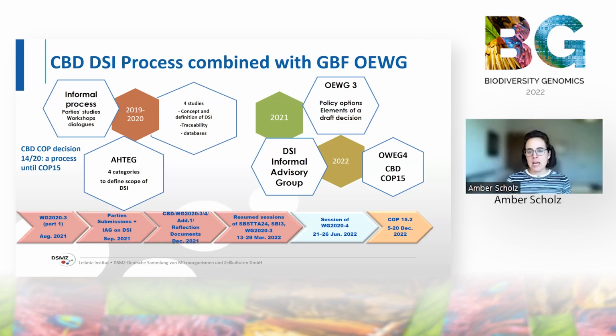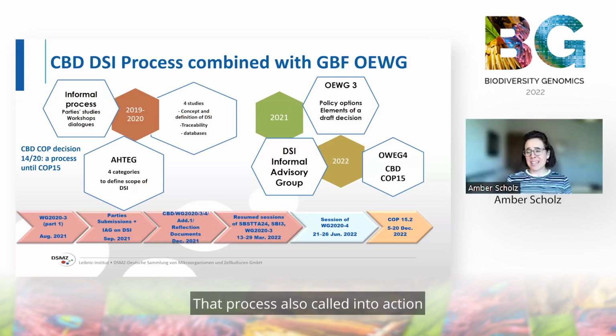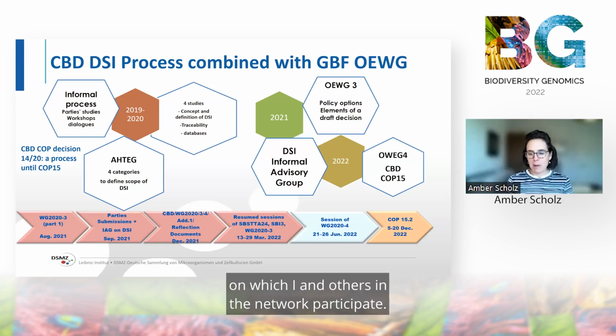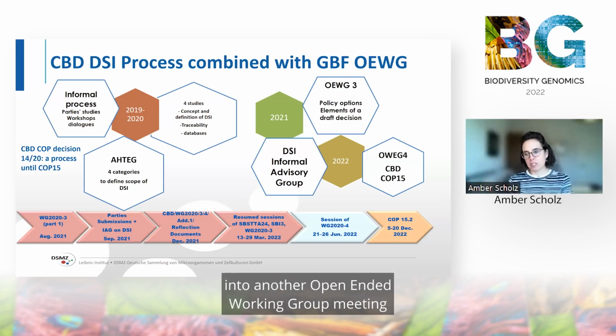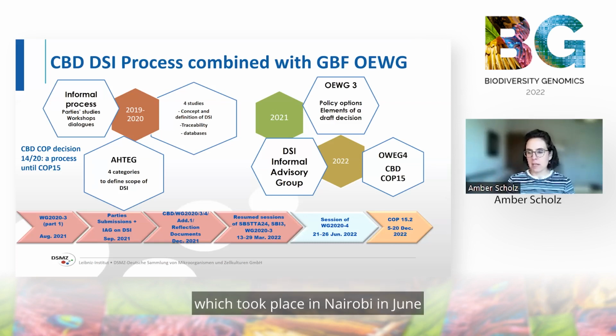draft decision. That process also called into action a DSI informal advisory group, an IAG, on which I and others in the network participate. And then that advisory group has been feeding information into another open-ended working group meeting, which took place in Nairobi in June, and will continue to bring information and insight into the COP15 process.